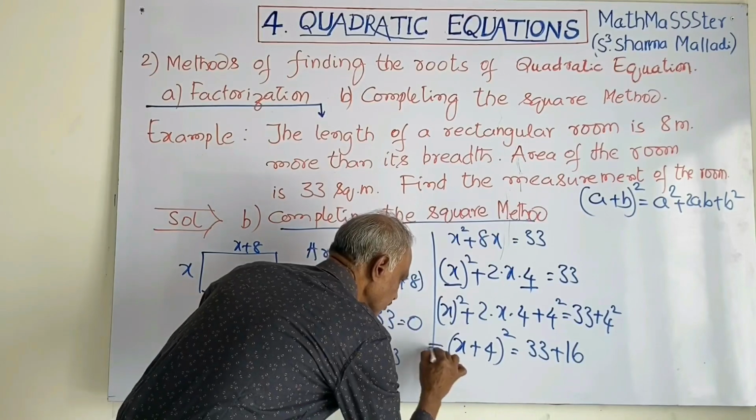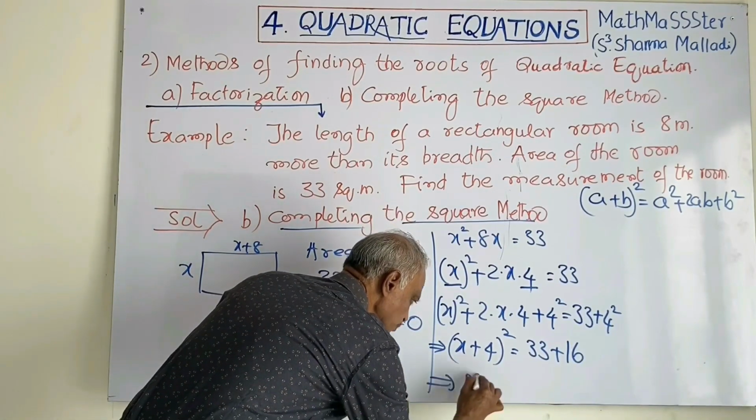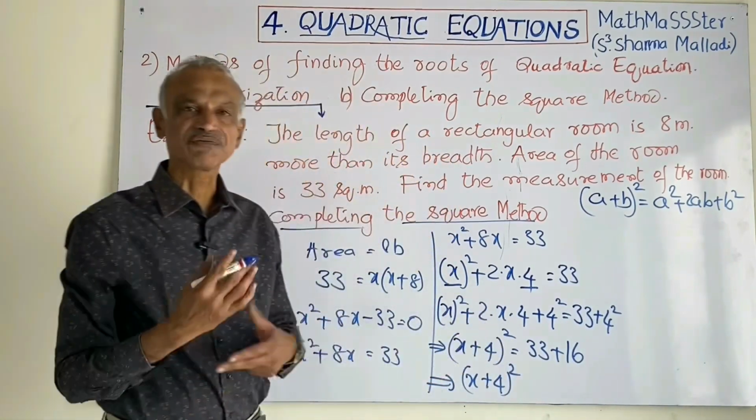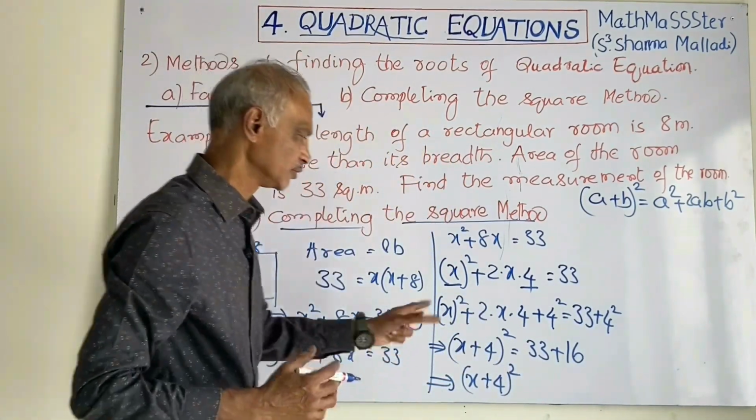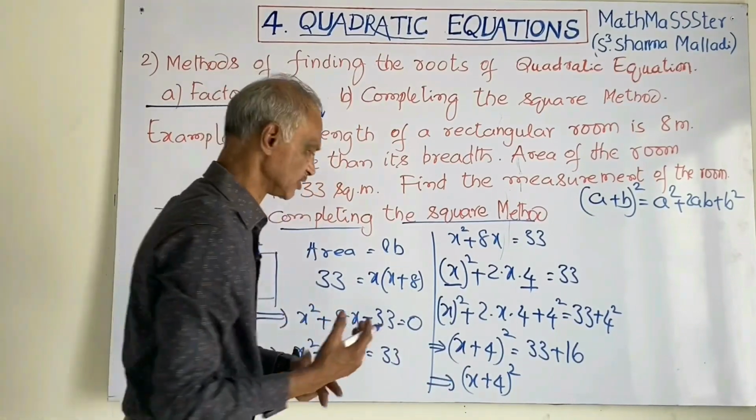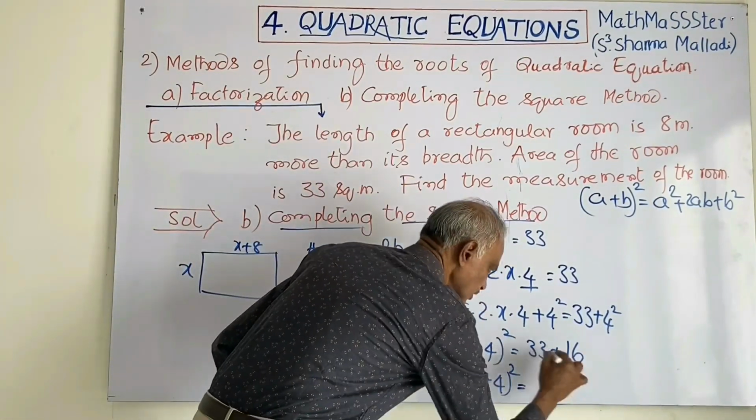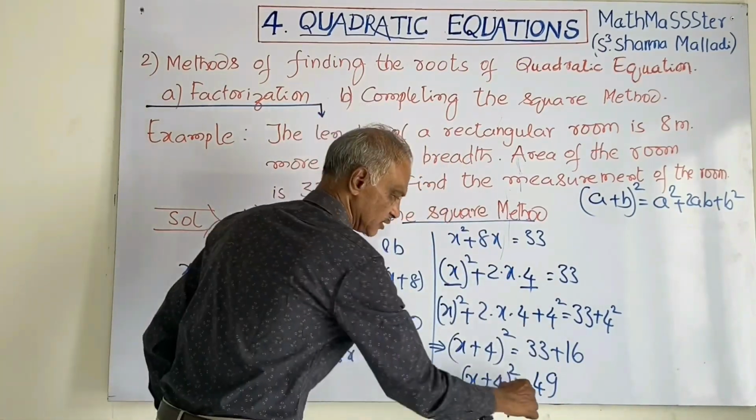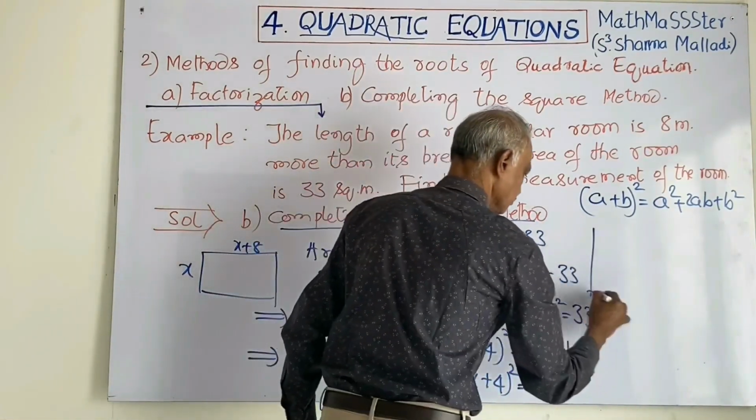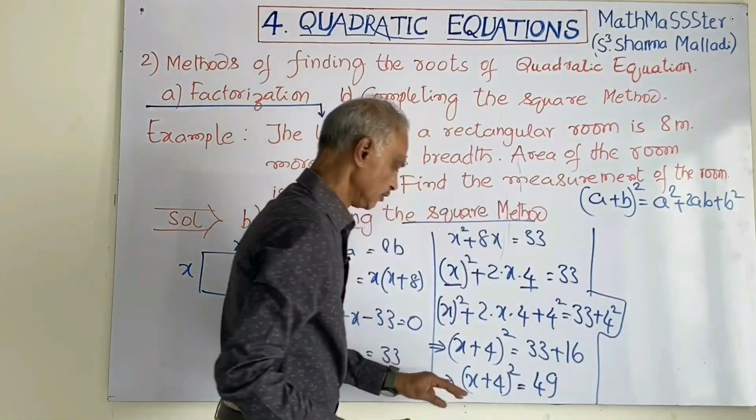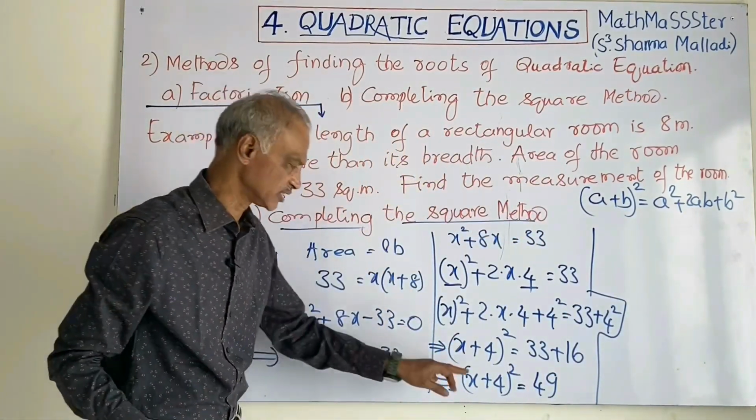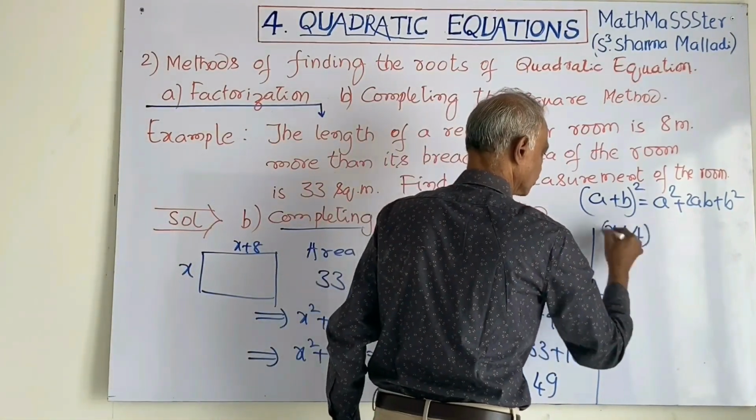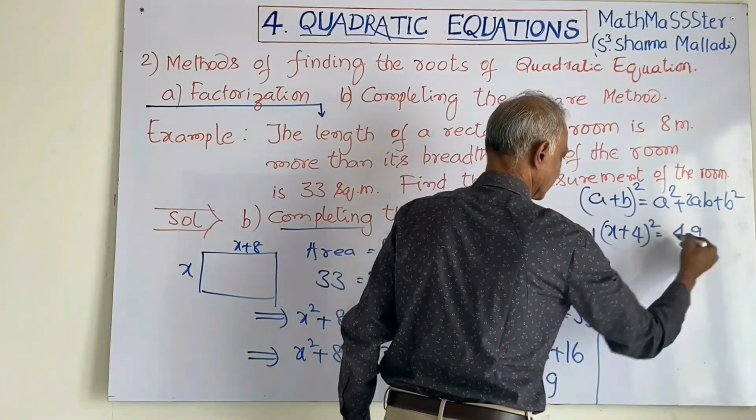You will get x plus 4 whole square. I made LHS a perfect square so that you can find the roots of the quadratic equation. This can be written as 33 plus 16, 49. Now you see, we wrote LHS as a perfect square. It can be written as x plus 4 whole square is equal to 49.